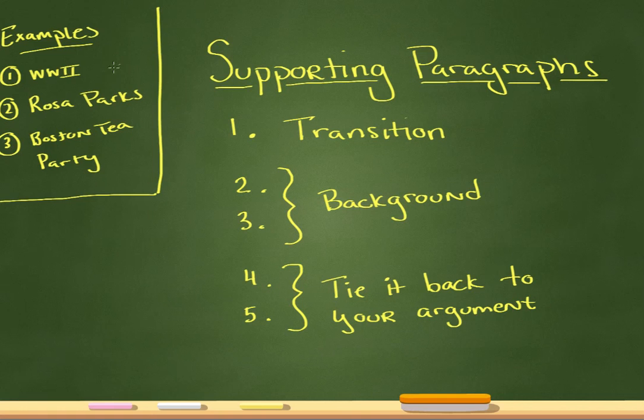So what that means for you is that really you should pick whichever one of these 3 examples you think you can write the best supporting paragraph on, and write that one first, and follow it by your next strongest, and then finally what you think is your weakest example. So that's just a little bit about the order of the supporting paragraphs, but really what you should care about mostly is the structure within a particular supporting paragraph. So the transition, a couple sentences of background, and then a couple sentences to tie it back to your argument.